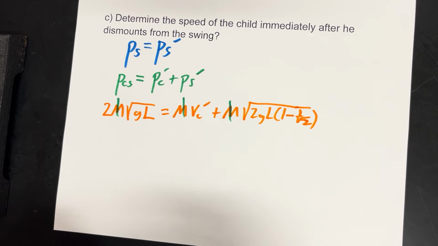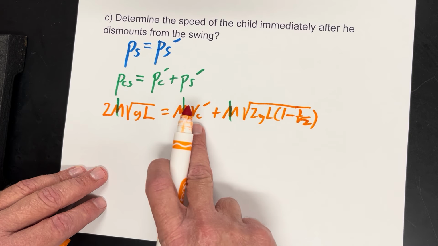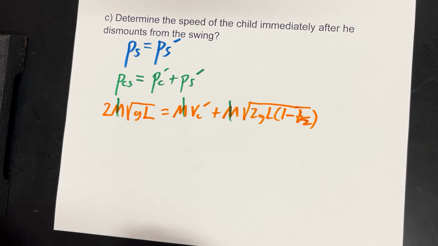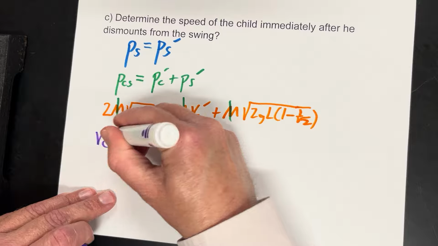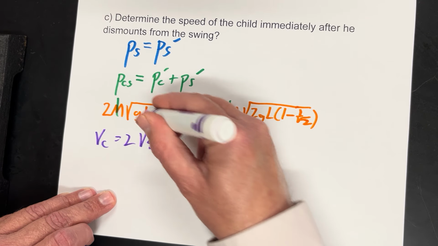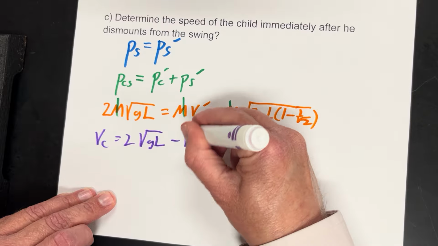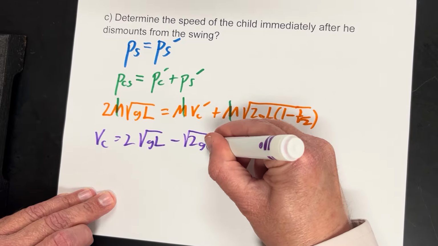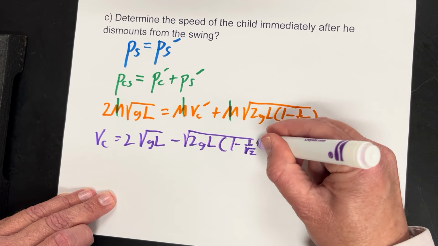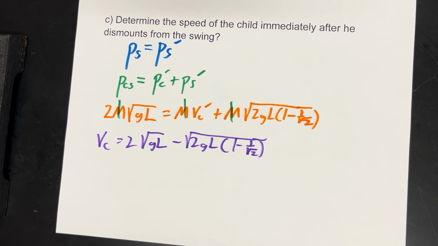The masses cancel out, and so we don't have to worry about that anymore. And look, actually, it's not so bad here, because all we got to do is what we're trying to solve, just subtract this to the other side. And so let me use a different color. So we get the velocity of the child is equal to 2 times the square root of gL from here, minus all of this, the square root of 2gL times the quantity 1 minus 1 over the square root of 2. And you can just leave it like that if you want, but I can't help it.